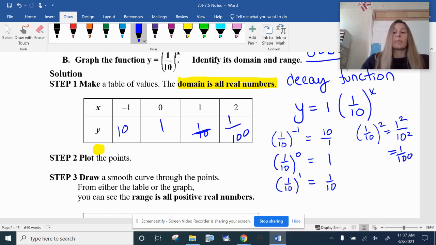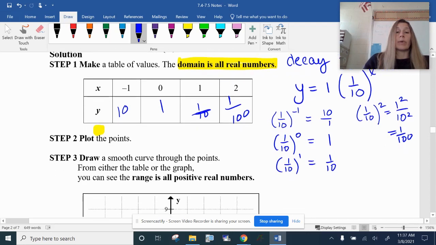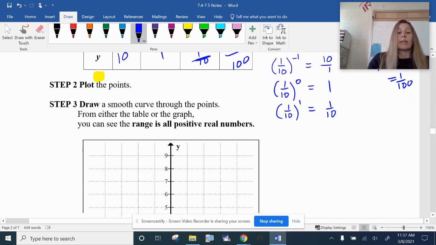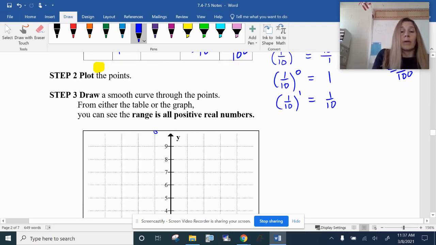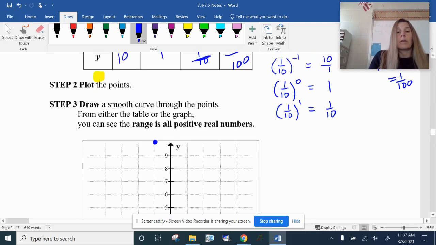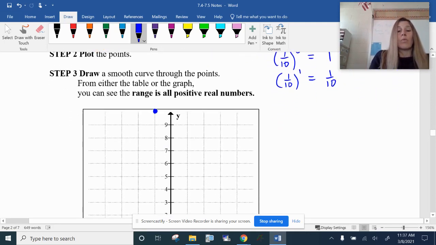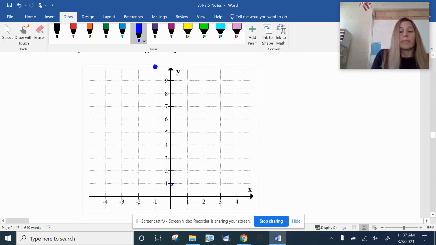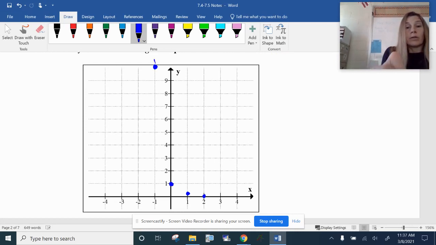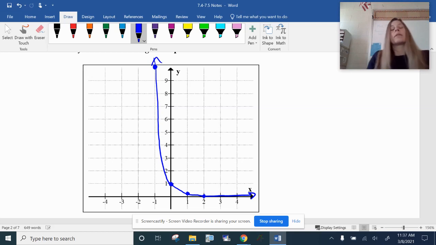Okay, so again, let's plot these points. So -1 and 10 is going to be right up here. The next one is 0, 1. Then 1 and 1/10, which would be very close to the x-axis, and then 2 and 1/100th, which is even closer. Now this curve, notice it kind of drops down and then curves to start leveling out at the x-axis.